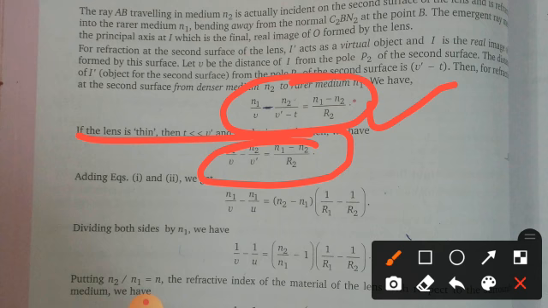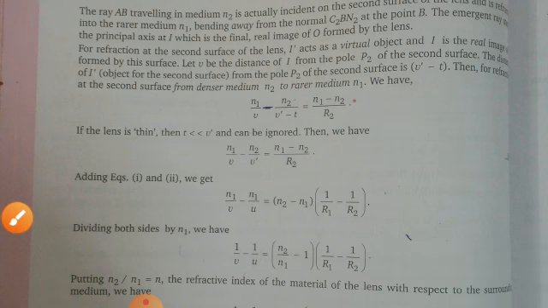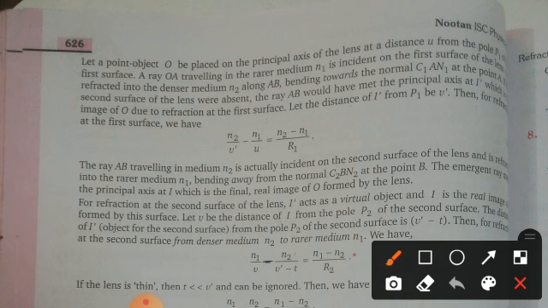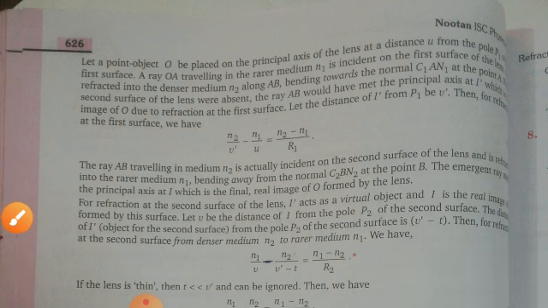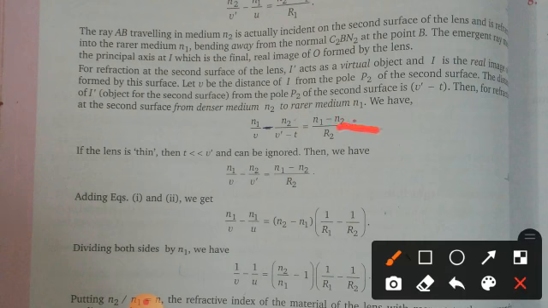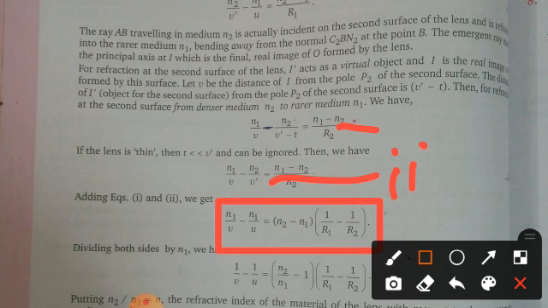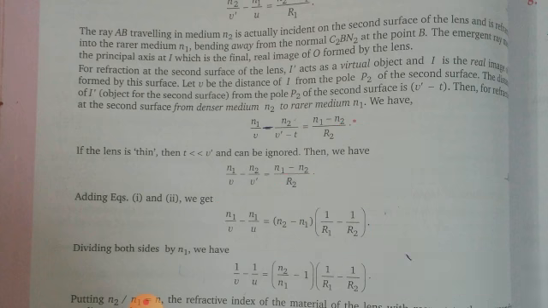So when you add both the equations, this is the equation number 1 and the one below is the equation number 2. What will you get if you add both equations 1 and 2? You get the final expression N1 upon V minus N1 upon U equals N2 minus N1 into 1 upon R1 minus 1 upon R2. Clear?